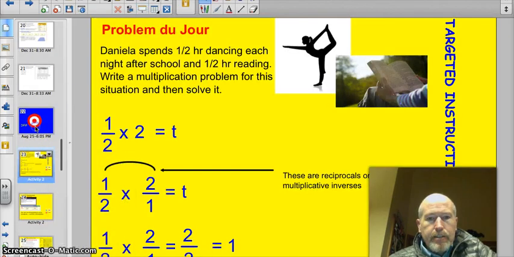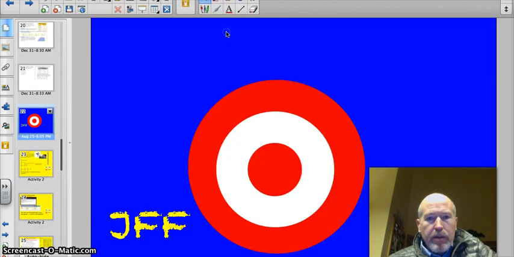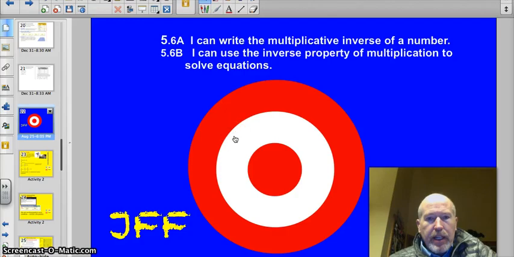Let's get to the targets officially tonight. We have a double target. 5.6a, I can write the multiplicative inverse of a number, and 5.6b, I can use the inverse property of multiplication to solve equations. I'm going to put these two together even though we might be separating them in terms of how we look at them in class.